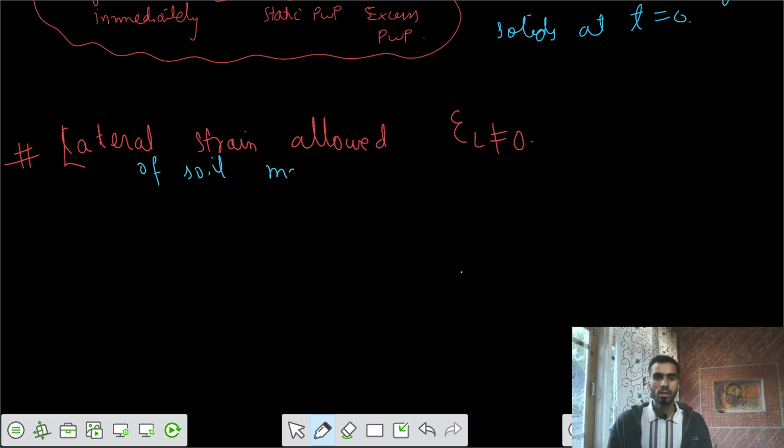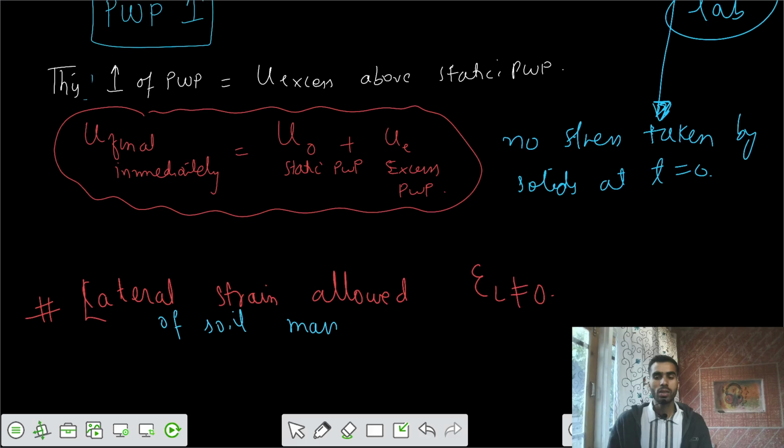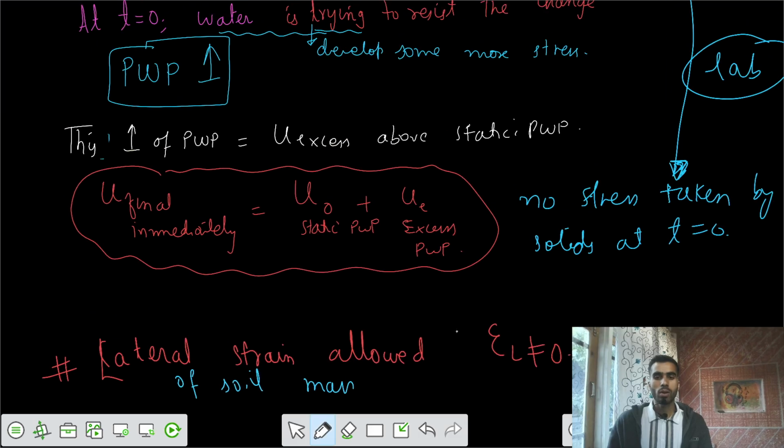that means some part of the stress would be taken by the solids. We forgot one statement here that was very important. We've got this excess pore water pressure, but how much is that excess pore water pressure? This is because of the water that's trying to resist the change.